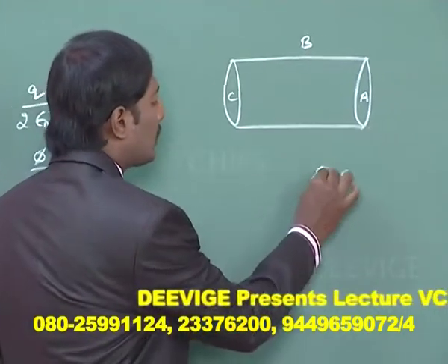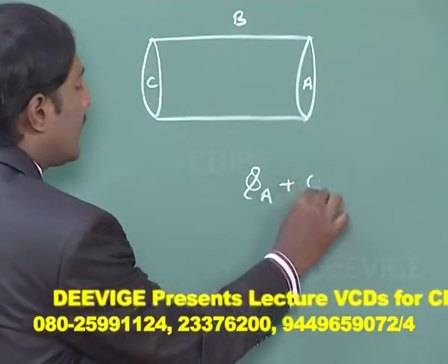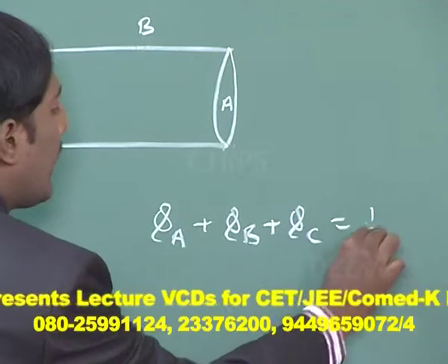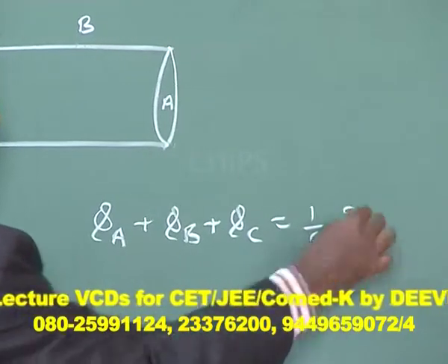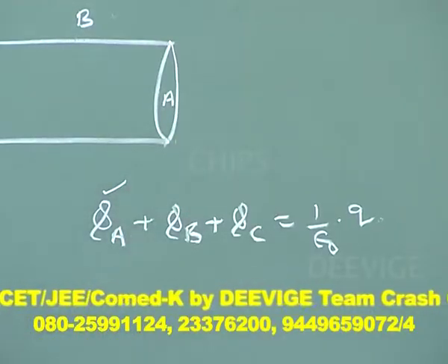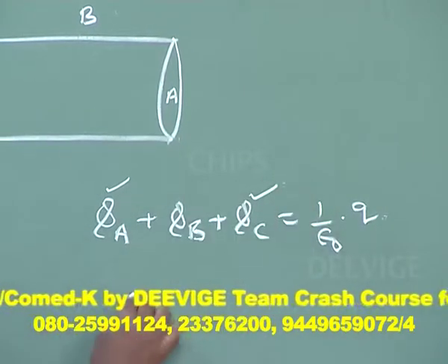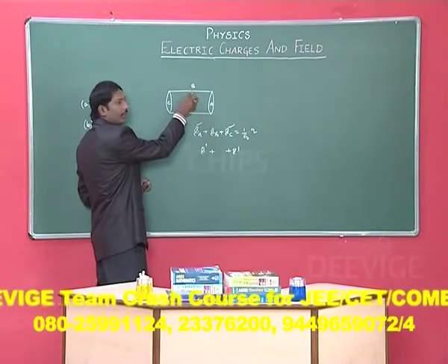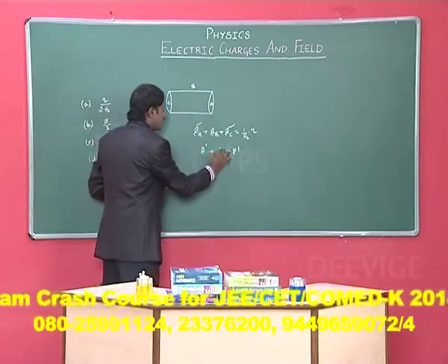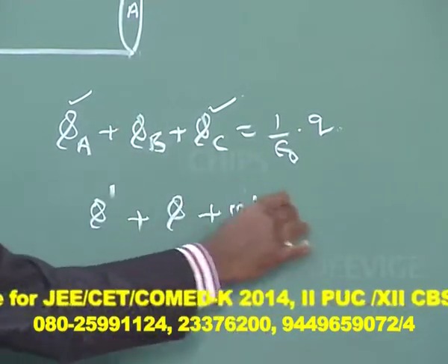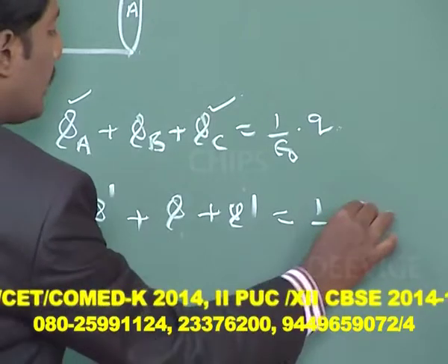According to Gauss theorem, the total flux, that is phi A plus phi B plus phi C, is equal to 1 by epsilon naught times the total charge. This is the Gauss theorem. The flux through the surfaces A and C is the same, let it be phi dash, and the flux through the curved surface B is given as phi. Therefore, phi dash plus phi dash plus phi will be equal to 1 by epsilon naught into q.